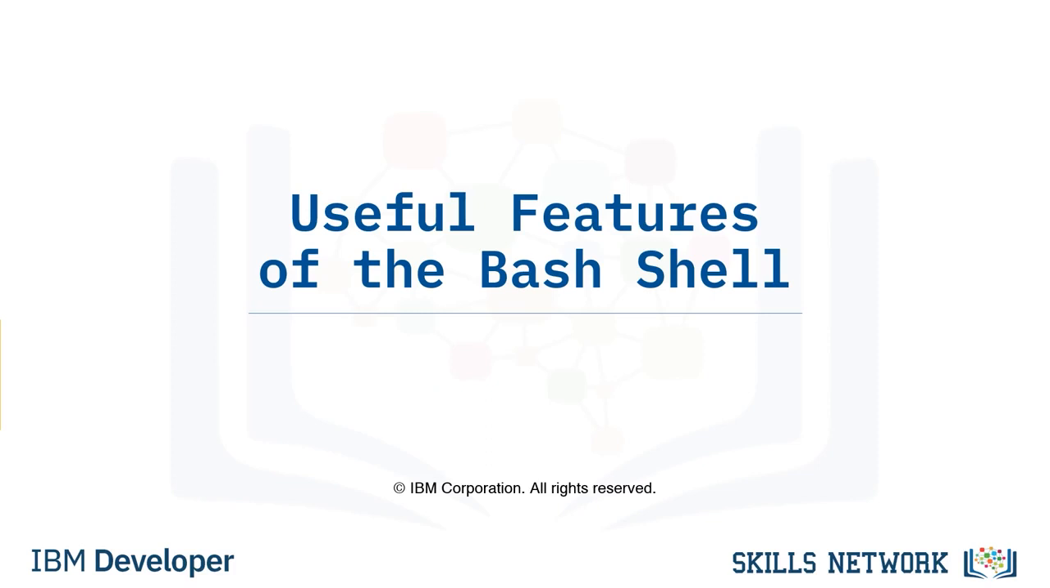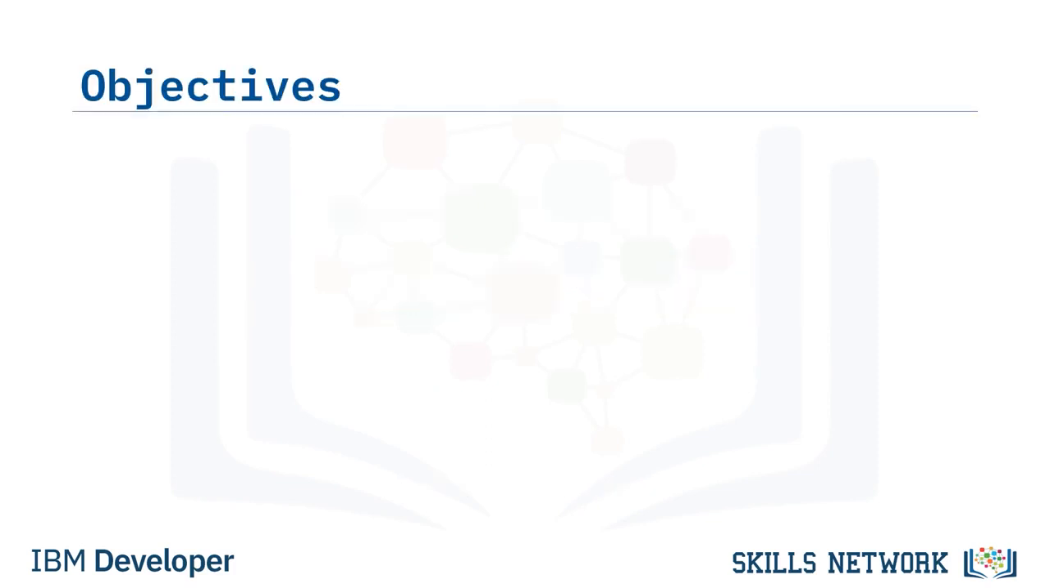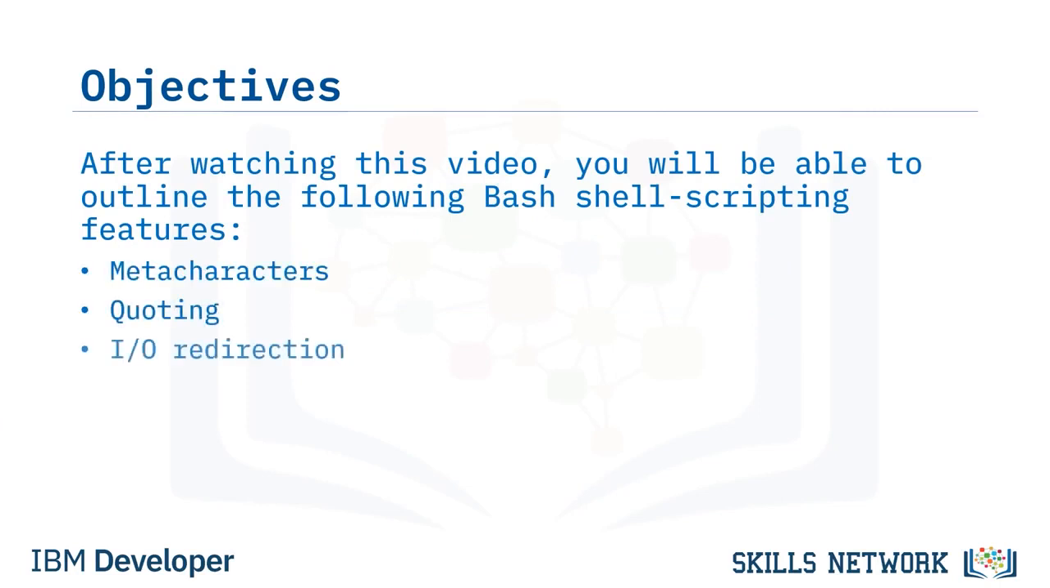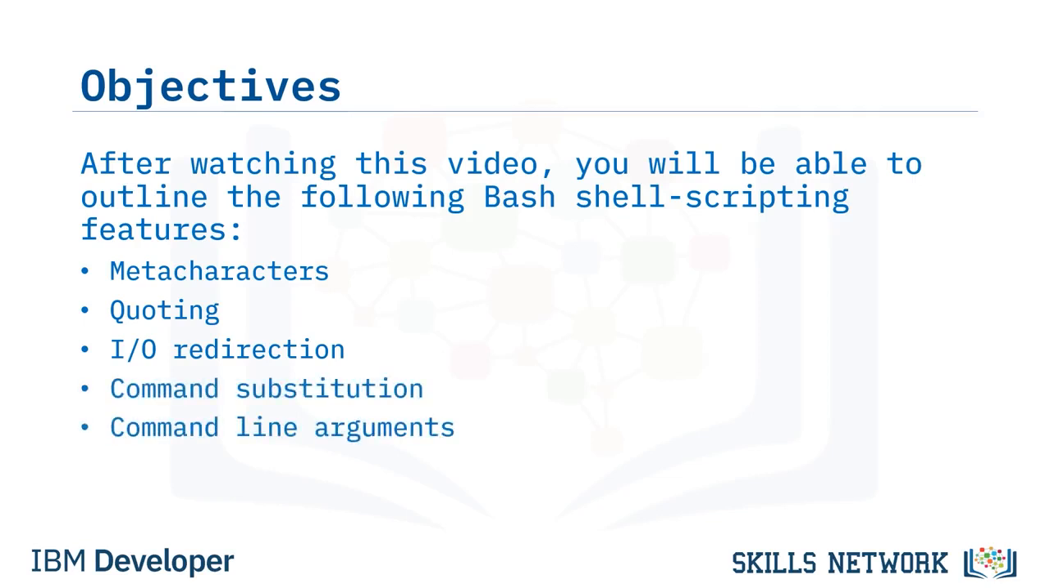Welcome to Useful Features of the Bash Shell. After watching this video, you will be able to outline the following Bash Shell scripting features: meta characters, quoting, input-output redirection, command substitution, command line arguments, and batch versus concurrent modes of execution.